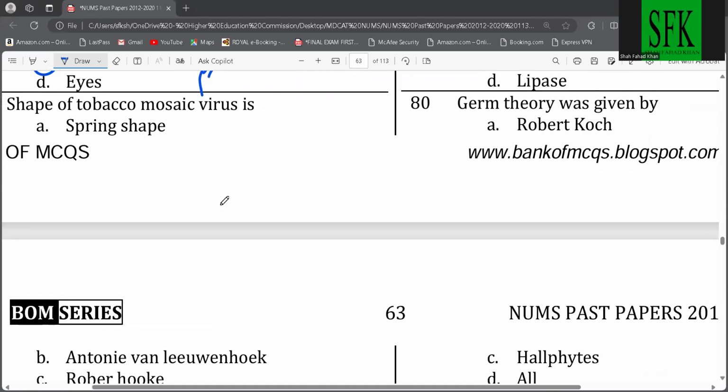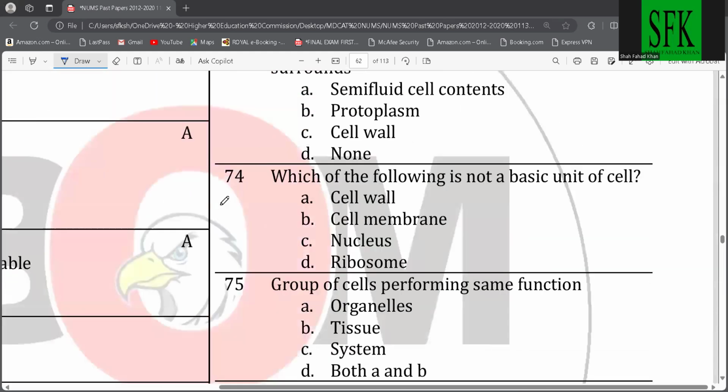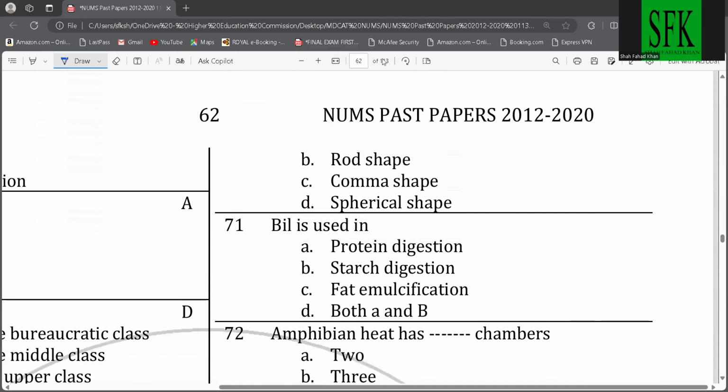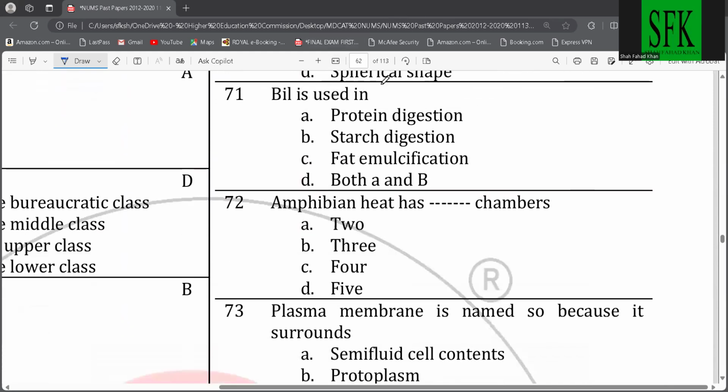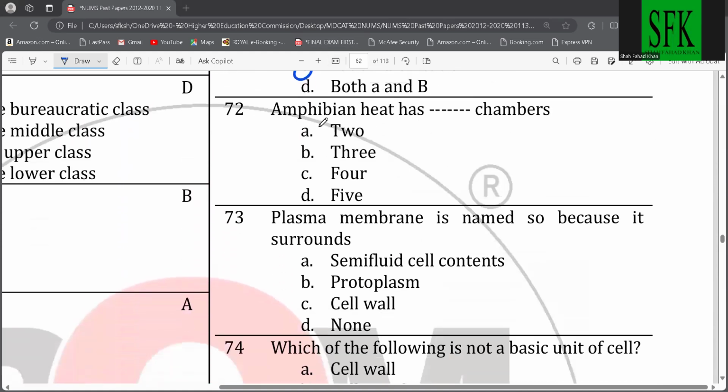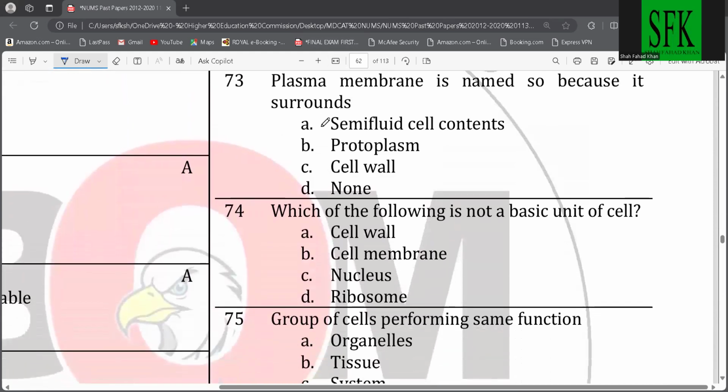Shape of tobacco mosaic virus. Coma, spherical. You can check this yourself. I'm skipping the fact-based questions. Bile is used in fat emulsification. And what else? Yeah, that's all. Amphibian's heart has how many chambers? Check it yourself. Plasma membrane is named so because it surrounds the protoplasm. Plasma membrane surrounds the protoplasm, not the cell wall.